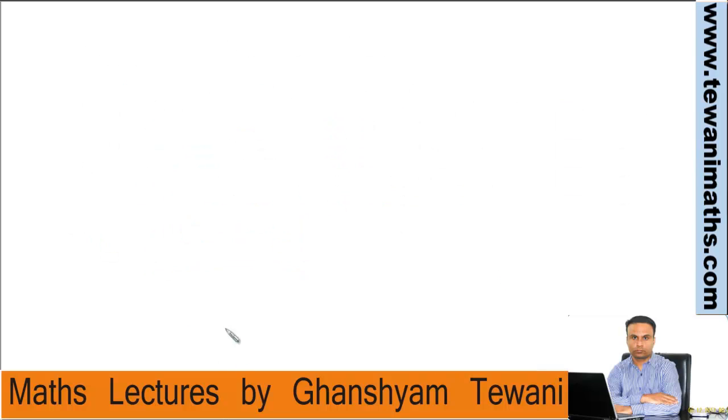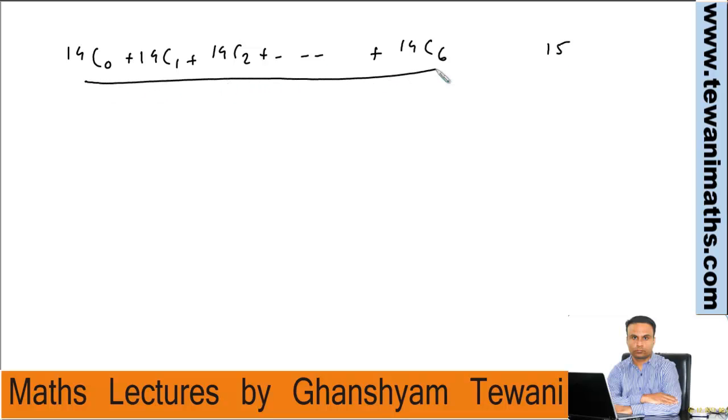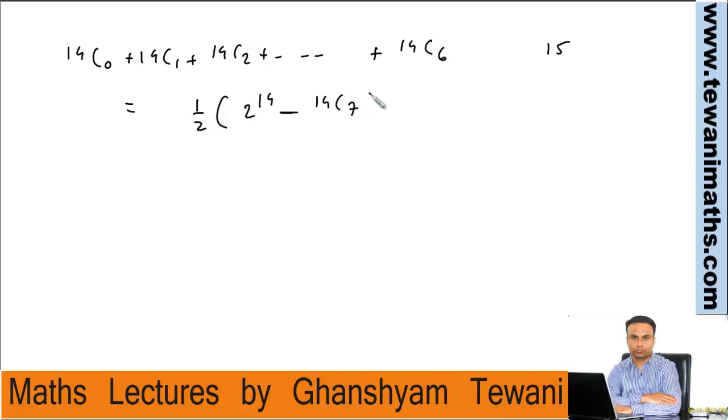For example, find the sum of the series 14C0 plus 14C1 plus 14C2 up to 14C6. With the index 14 in the full series, how many terms will there be? 15 terms. But how many terms are these? 7 terms. So the sum of this series will be 1 upon 2 into 2 power 14 minus 14C7.